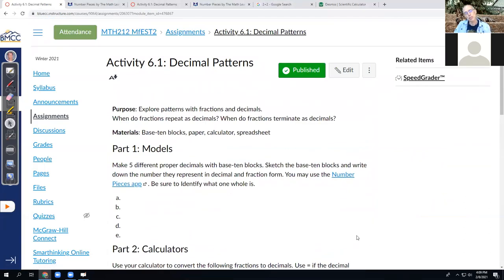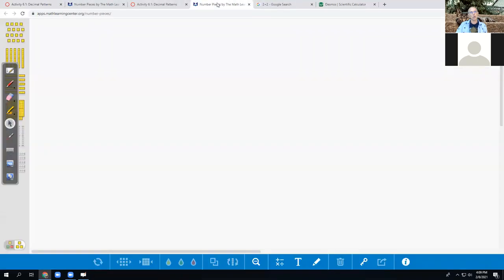So there are three parts to this activity. The first part is just modeling. I just wanted you to play around, either drawing those base 10 blocks or going to the app and playing around with the base 10 blocks. And then you'll need to do two things, whether you draw them or use this app to make them.